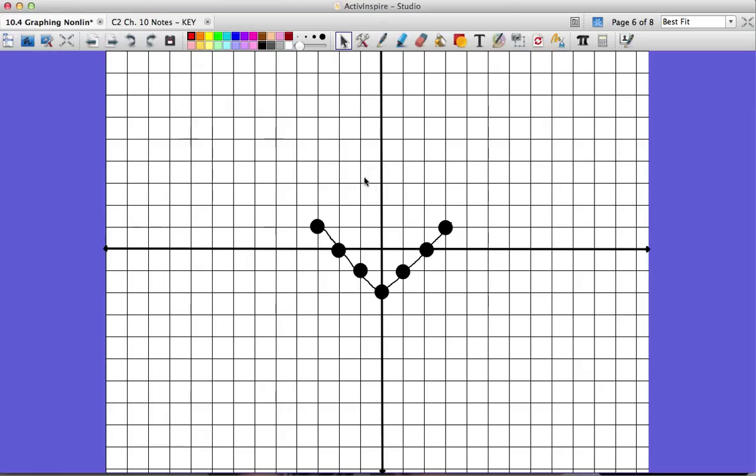So the important things to take from this: when it has an x squared in it, your graph is going to be a U shape, and if it's a negative x squared, it's going to be an upside down U shape. If it's an absolute value, it will be a V shape, and if it's a negative absolute value, it will be an upside down V shape.